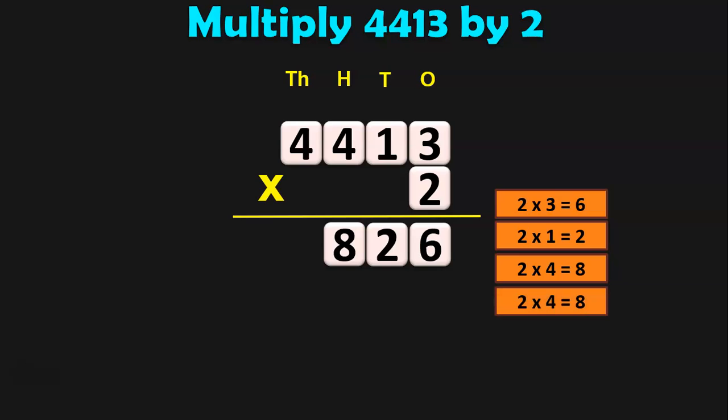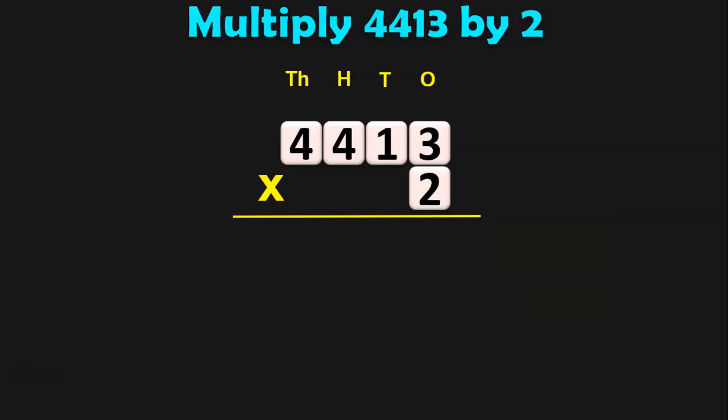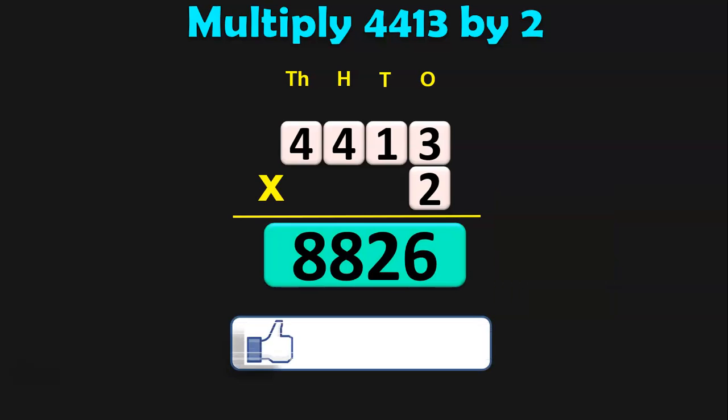Next 2 into 4 in the thousands place will give you 8 thousands. So write 8 in the thousands place. So what is the product of 4413 by 2? It is 8826. This is a simple 4-digit multiplication by a single digit number where you did not have any carryover or the regrouping concept.